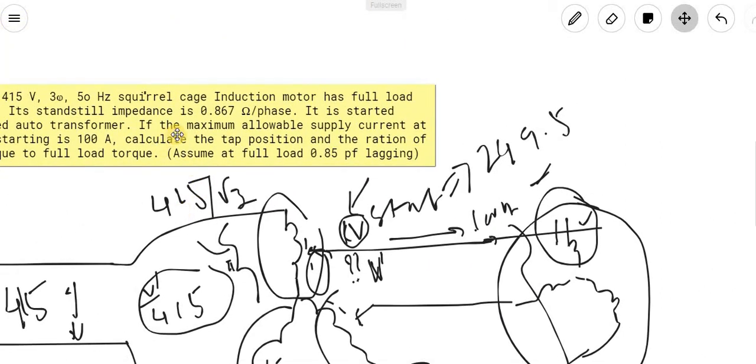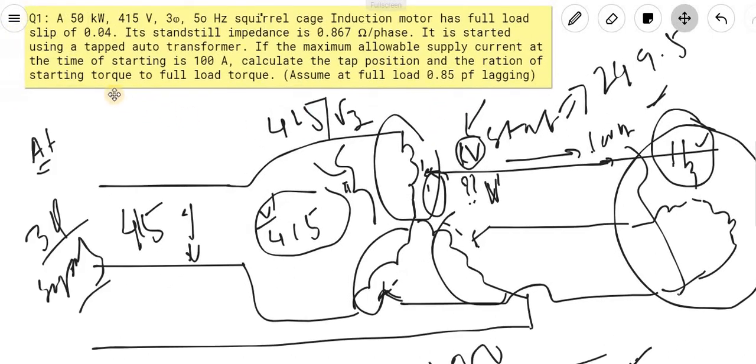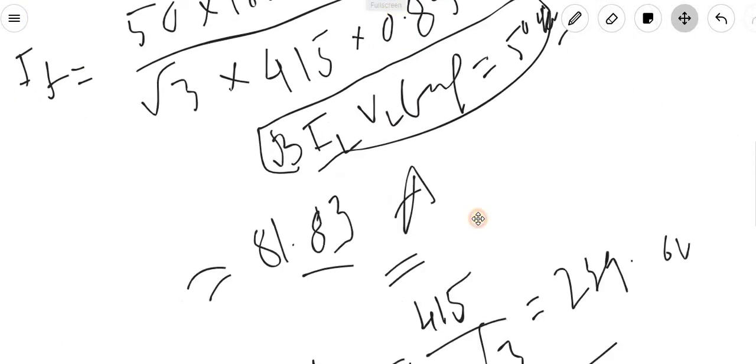The question is to give the maximum allowable current of 100 ampere. Calculate the tap position. Tap position will be at 60%, and the ratio of the starting torque to the full load torque. Okay, so what would be the ratio?